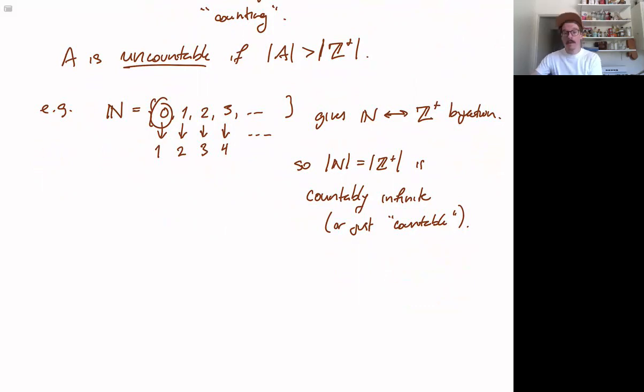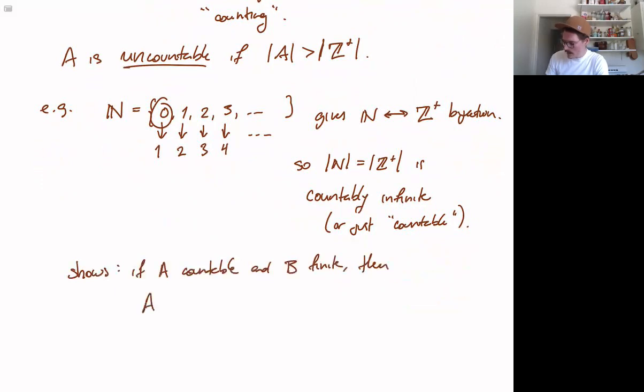Actually, let me point out a general rule that we can conclude from this. We haven't proven this, but you can see, hopefully, from this example how you would prove this. This shows if A is countable and B is finite, then A union B is again countable.